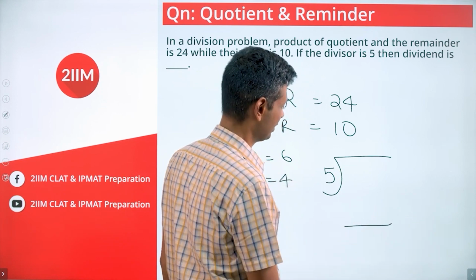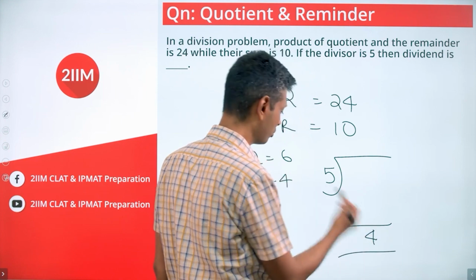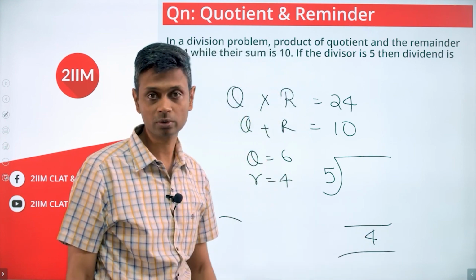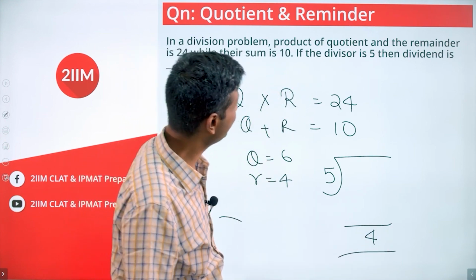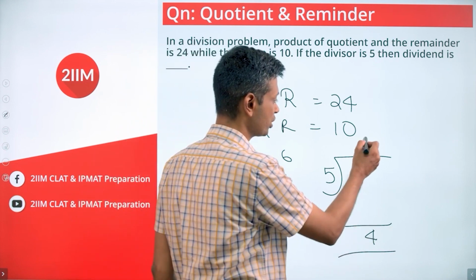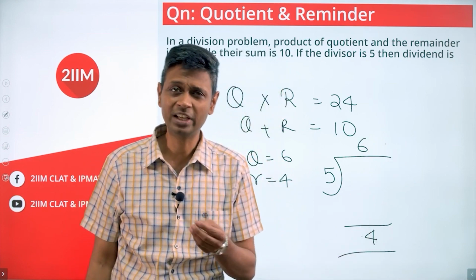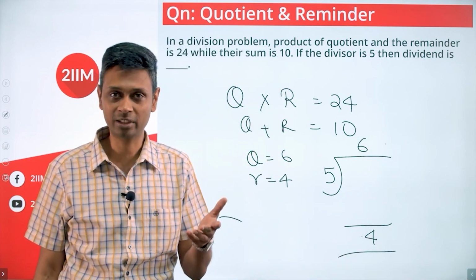Obviously, straight away, if we are dividing by 5, the remainder cannot be 6. The remainder has to be 4. Right? We ask for the dividend. What is the dividend? So the remainder is 4. The quotient is 6. It cannot be 4 here and 6 here. We're dividing by 5. We can get 4 as a remainder. We cannot get 6 as a remainder.